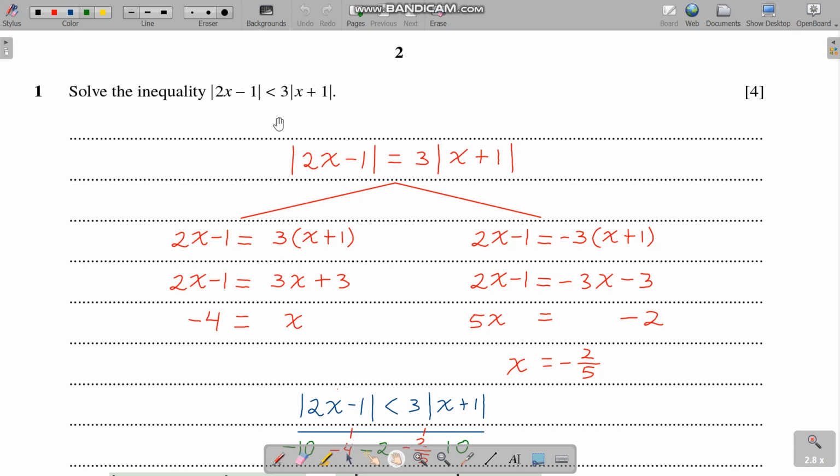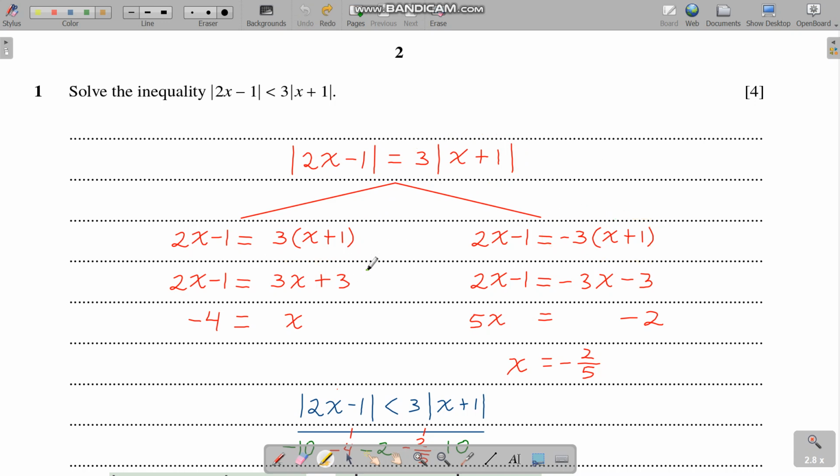Inequalities. To solve the inequality, we use the critical values method. Here we solve the equation, so we treat the inequality as an equation. We use the equal sign, and to solve the equation, just set the left-hand side always positive, always 2x minus 1, and the right-hand side positive and negative. So we have two possible combinations.